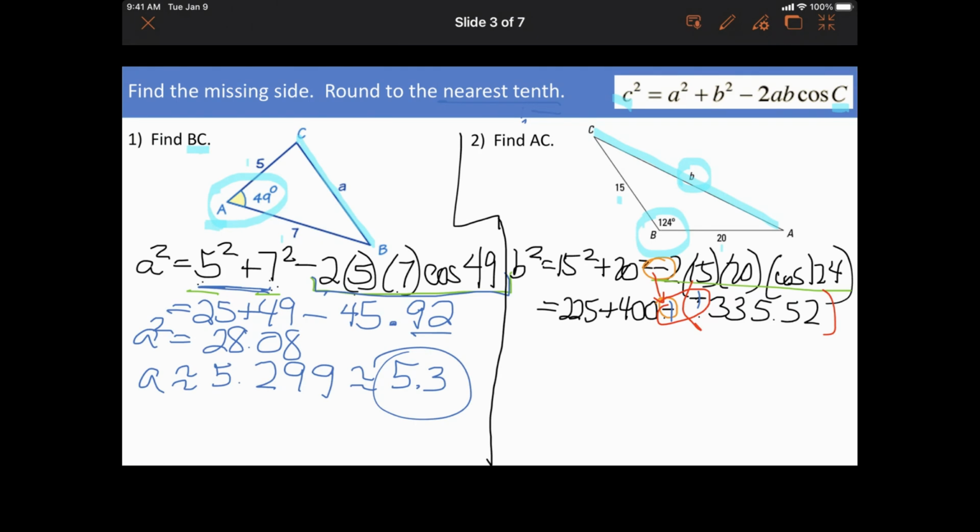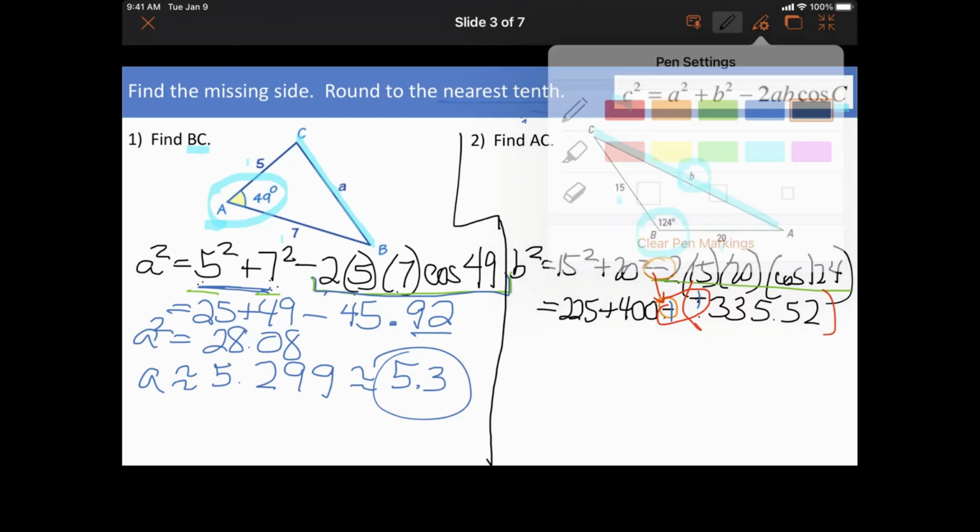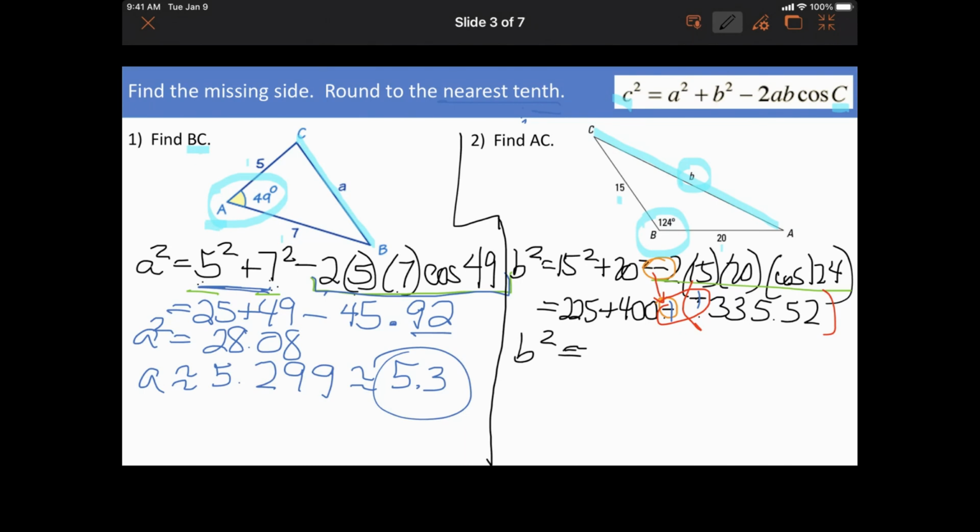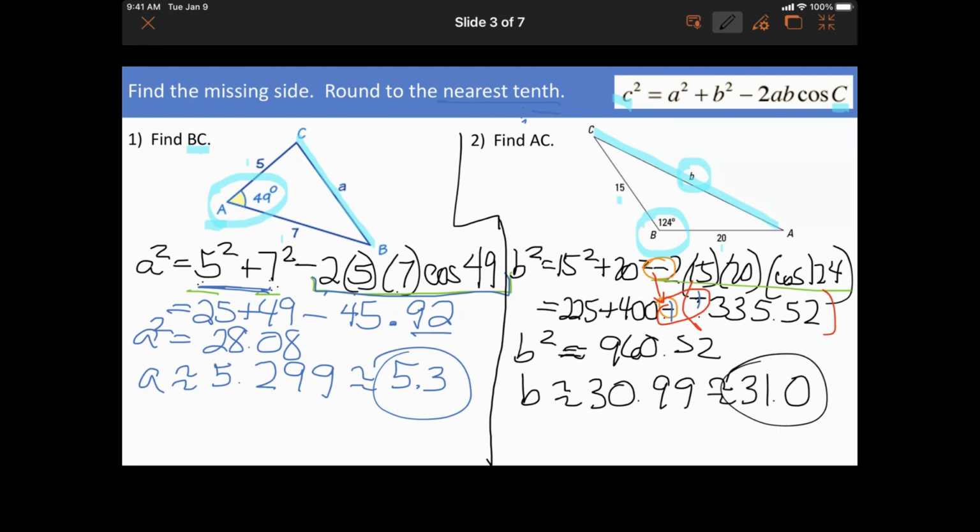Now if you didn't round it and you have a bunch of decimals, your answer is going to be slightly different than mine. In general, that's why we don't like to round, because then there's a little confusion. All right, so I have approximately 30.99, so that's going to round to 31.0. Okay, so this is how you find a missing side.